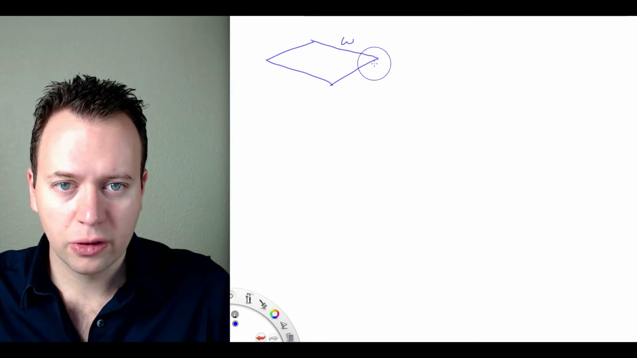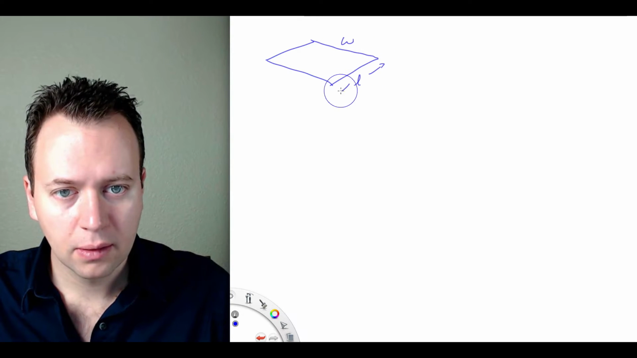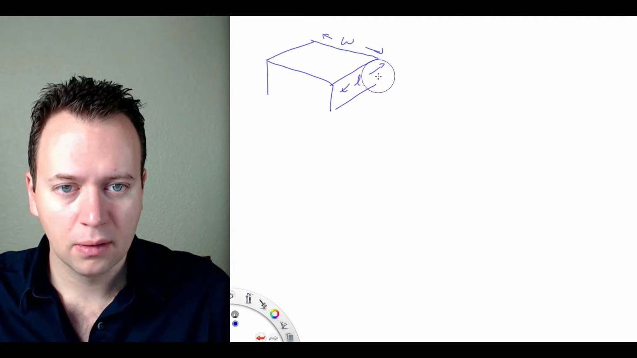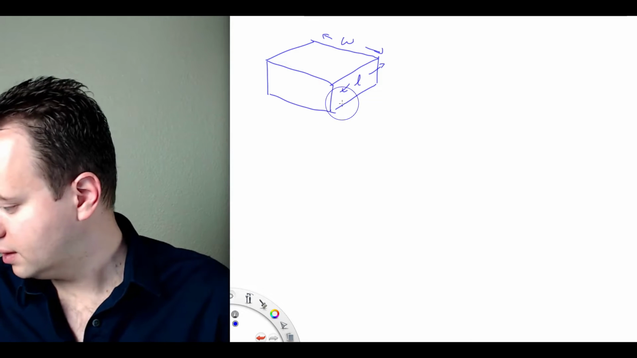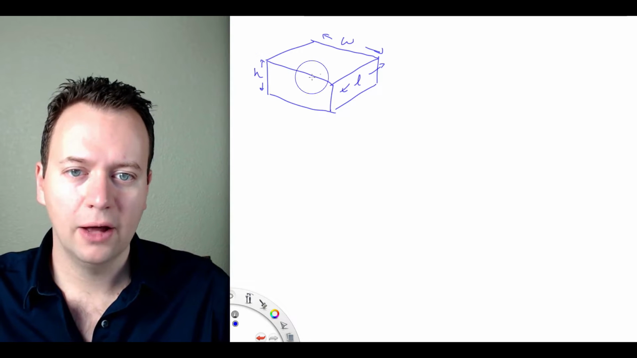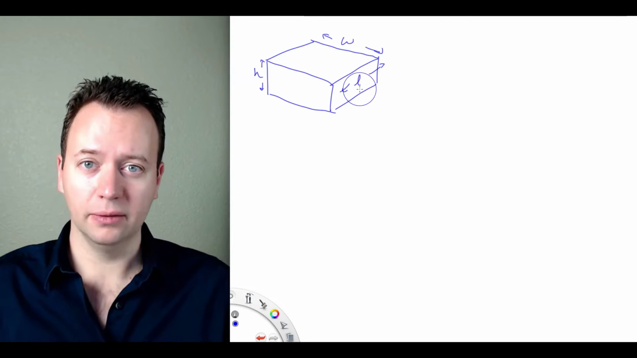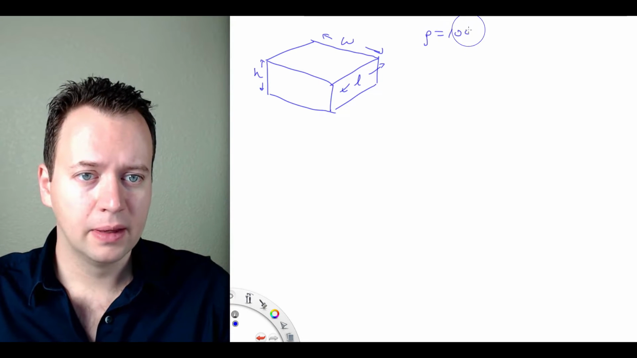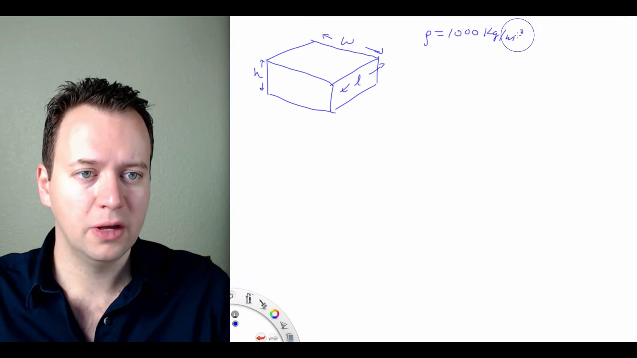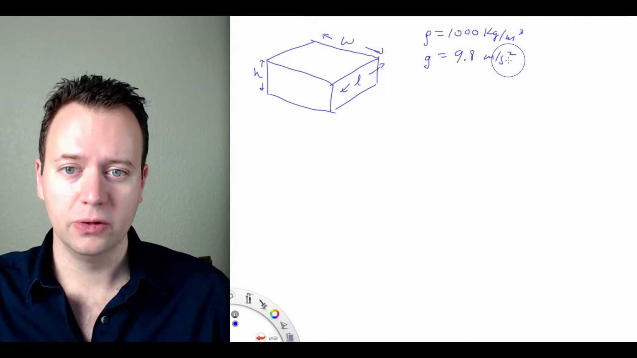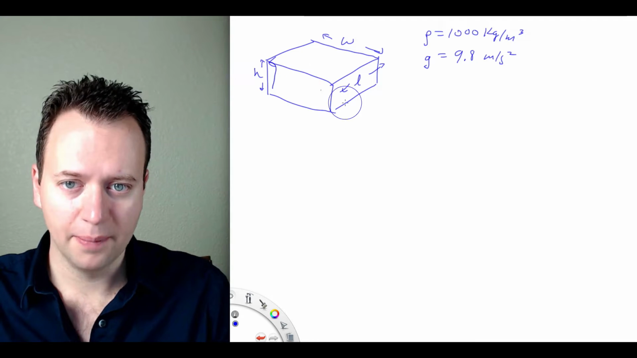So we have width and length, and then it has a depth. So the depth of the swimming pool is h. So we have water in this rectangular swimming pool, and we want to pump all of the water to the ground level. Now the density of water is 1,000 kilograms per cubic meter, and acceleration due to gravity is 9.8 meters per second squared. So those are the numbers that we'll be using. And we just want to take all of the water and pump it to the ground level.